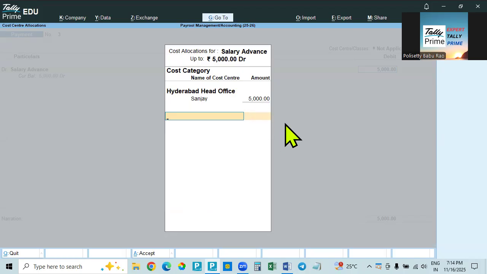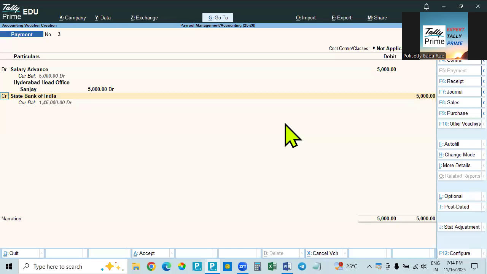Okay, so this is the Hyderabad office. Accept. Then again make debit. So you can make two entries. One is salary advance paid to this person, credit State Bank of India, paid through State Bank of India. Then again you have to take another payment voucher.